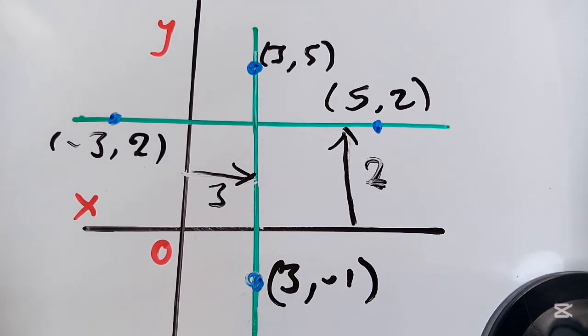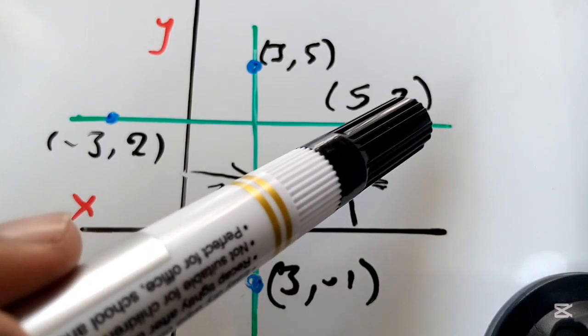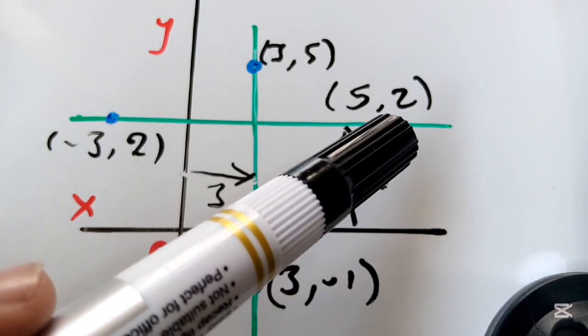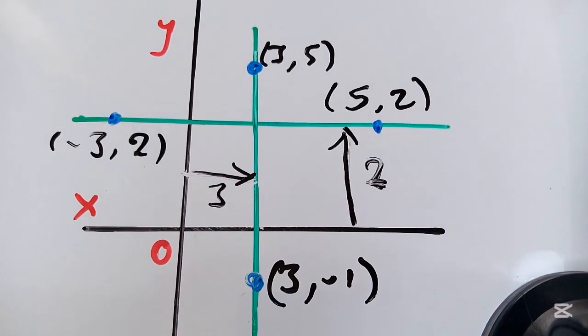If they tell us to find the gradient, I'm talking about gradient first, of this line, the gradient will be 0. So any line parallel to the x-axis, their gradient is equal to 0. Then a line parallel to the y-axis, the gradient is undefined.